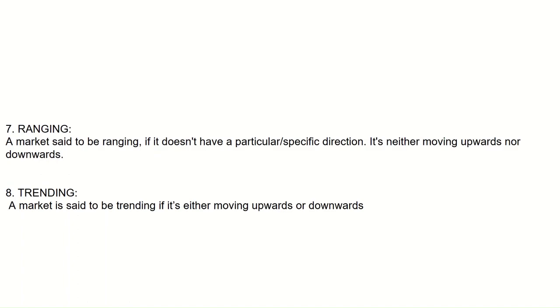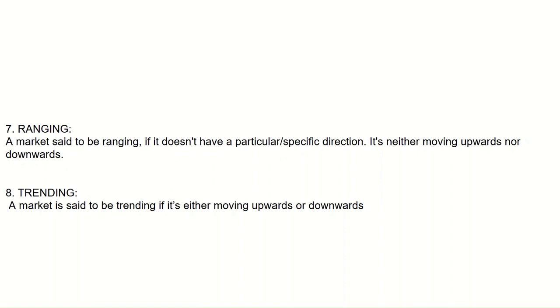The next one, ranging. What does a ranging market mean? A market is said to be ranging if it doesn't have a particular specific direction. It is neither moving upward nor downward. This means the market at that particular time is not bullish nor bearish. It is not buying and it is not selling. It is just moving sideways. So when this is happening, it means the market is ranging.